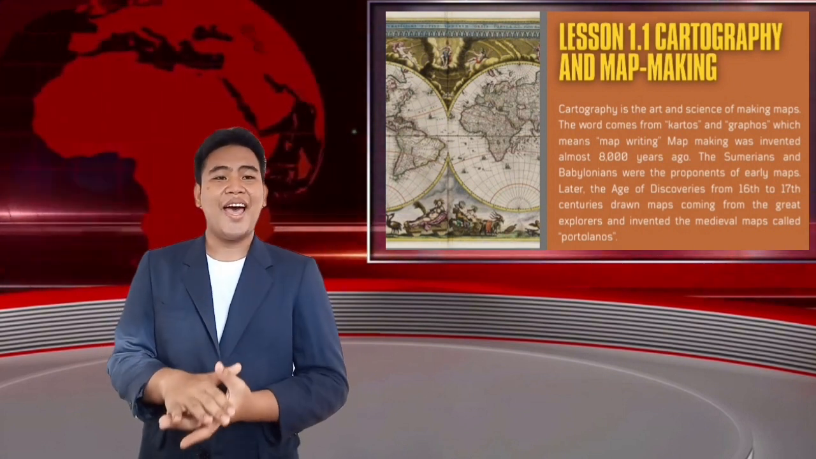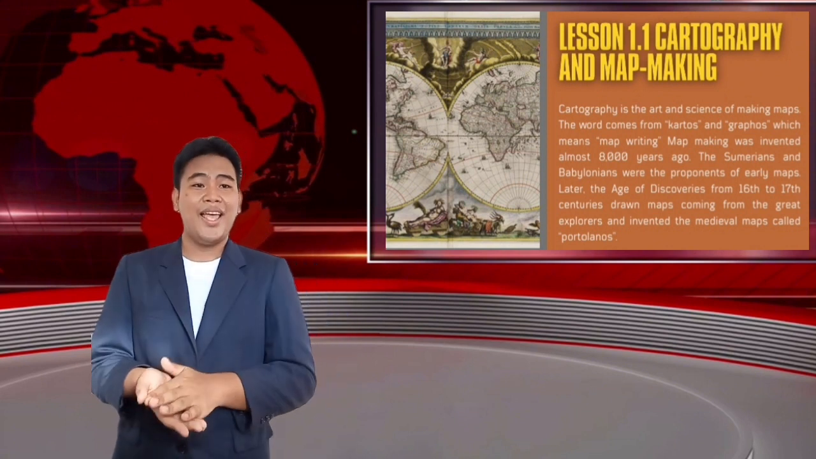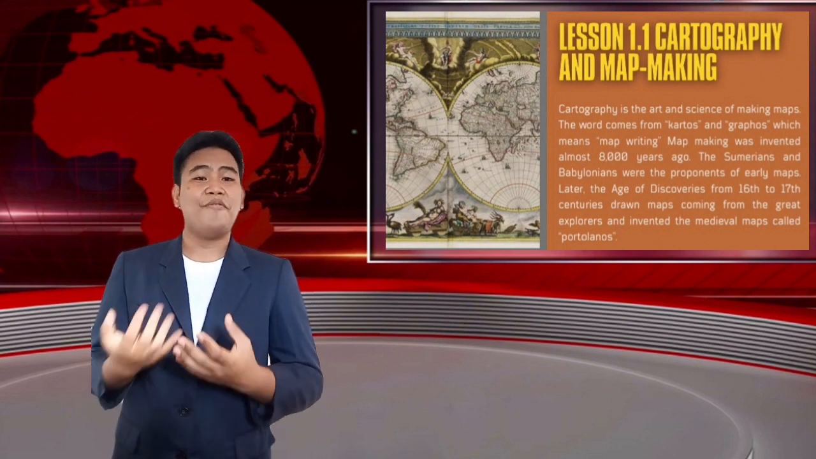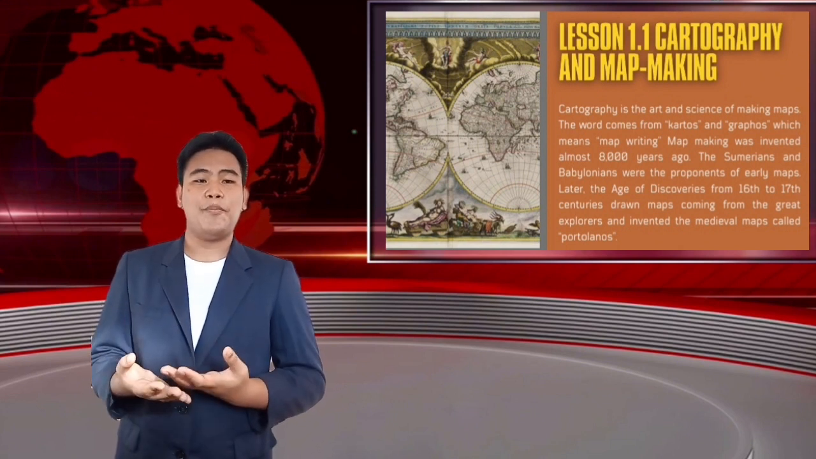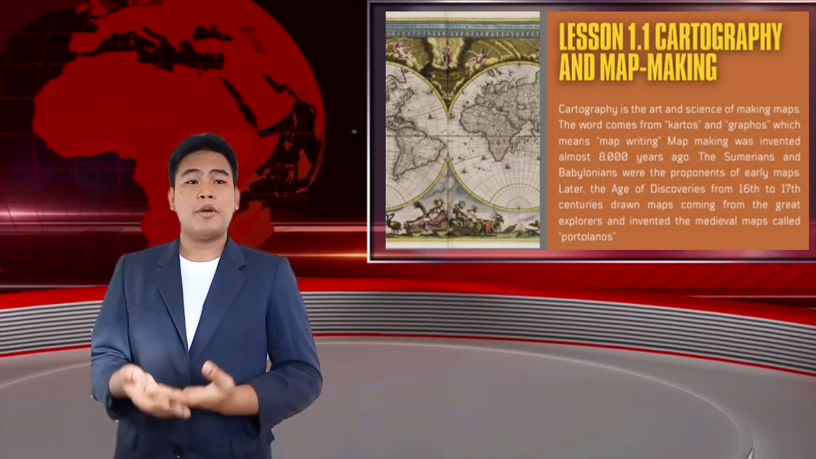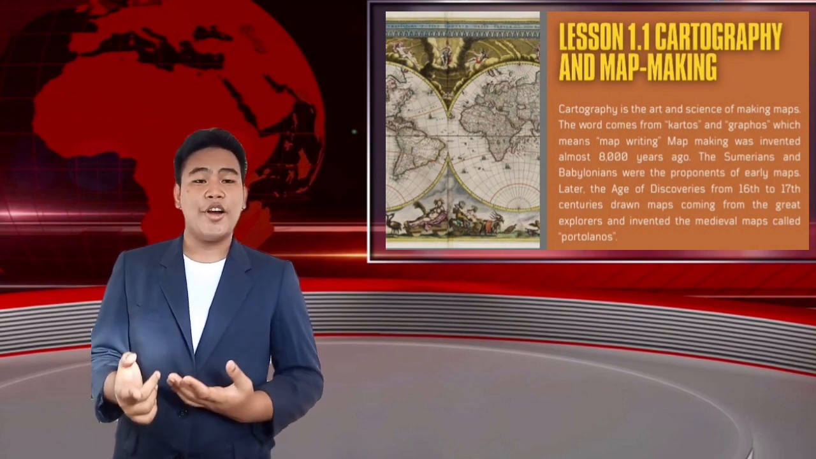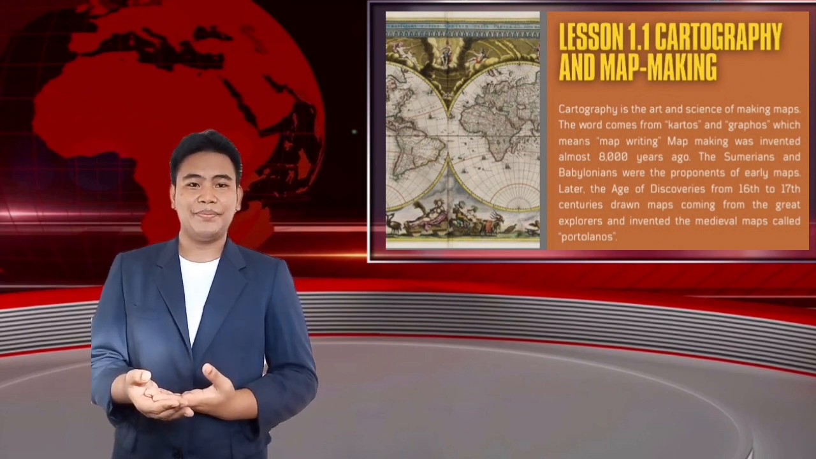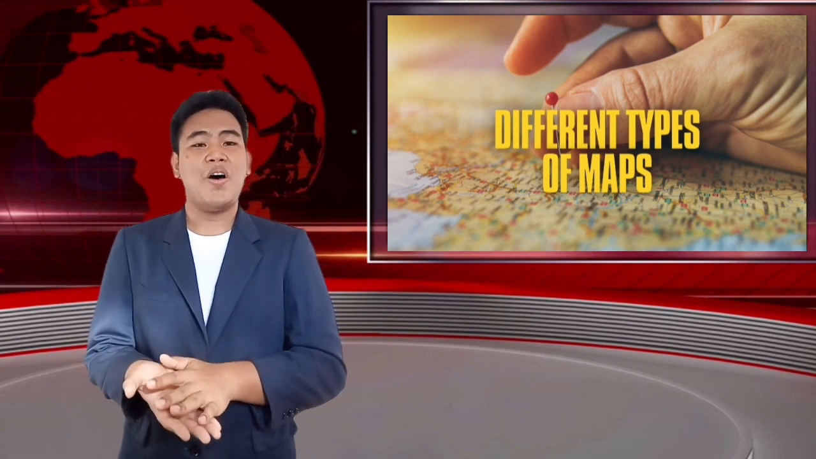Cartography is the art and science of making maps. The word came from the words karatos and graphos, which mean map writing. Map making was invented almost 8,000 years ago. The Sumerians and Babylonians were the proponents of early maps. Later, in the age of discoveries, from the 6th to 8th century, maps were drawn by the great explorers, who invented the medieval maps called portolanos. So now, I will be discussing some different types of maps.